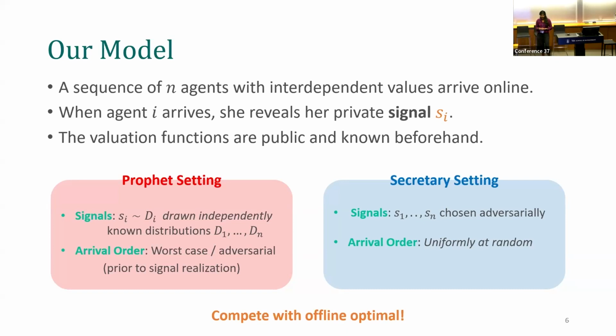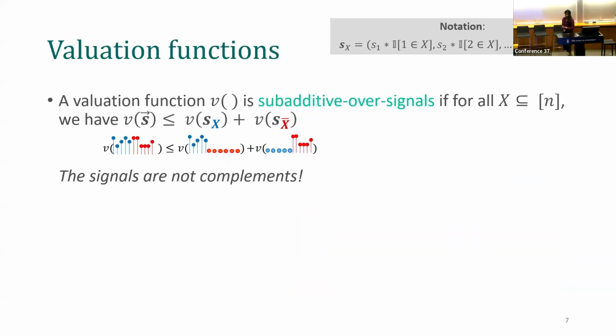Okay? So I'm also going to make one more final assumption or restriction, which is that the valuations come from a class of functions called subadditive over signals. It turns out that this is a really crucial assumption, but let me first define what that is.